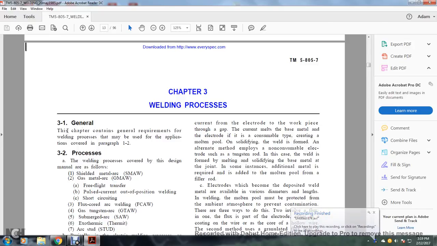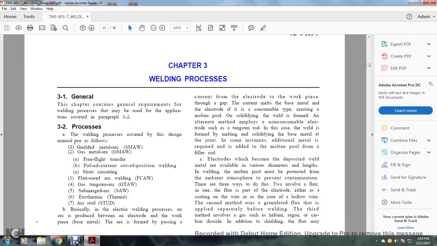Chapter 3, Welding Process. The chapter contains general requirements for the welding process that may be used with the application covered in paragraph 1.2. The welding processes covered in the design manual are as follows: shielded metal arc welding, SMAW, and gas metal arc welding, GMAW.